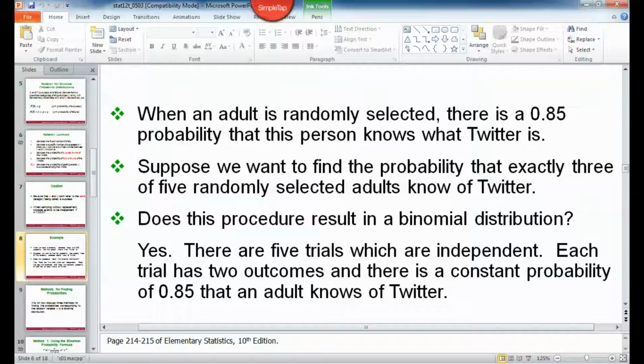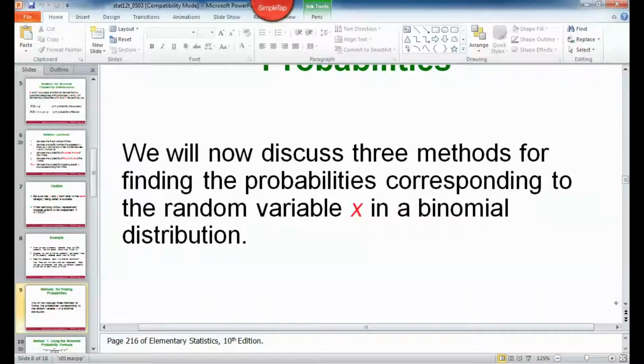Okay, so we have 3 of 5. So that's 5 trials. We're going to go up to 5 different adults. 5 trials, so that means that n is equal to 5. Each trial has 2 outcomes. Either the person is going to know what Twitter is, or they're not. There is a constant probability of 0.85. All right? So, does this procedure result in a binomial distribution? Yes, it would.